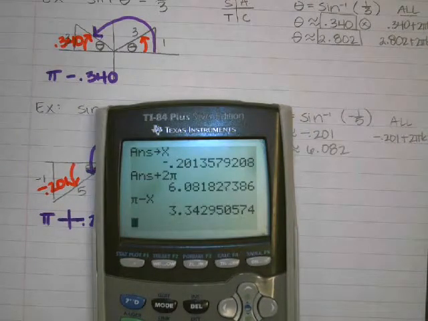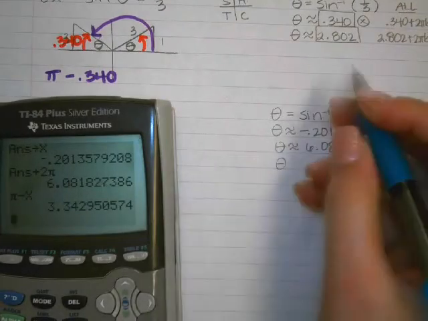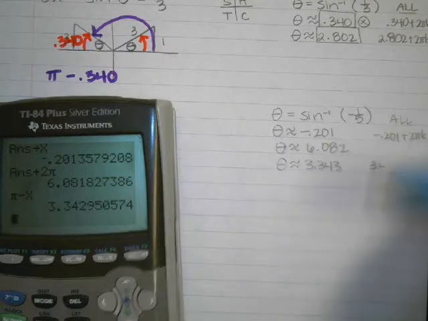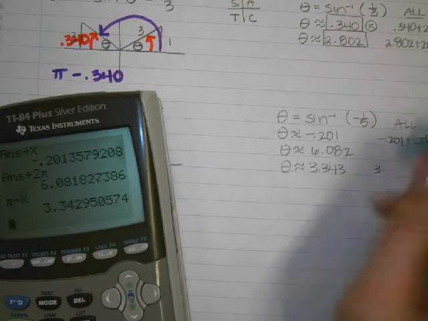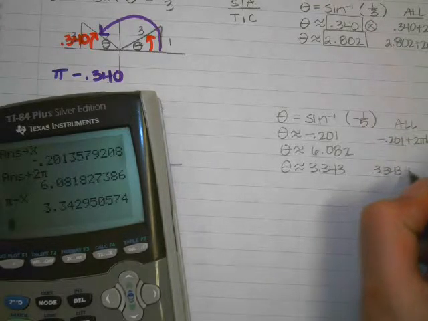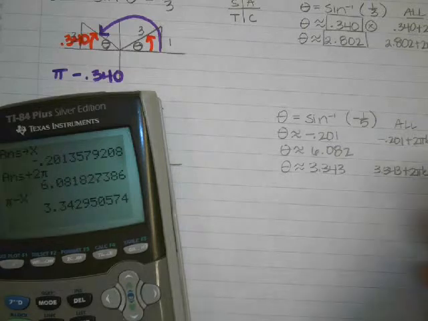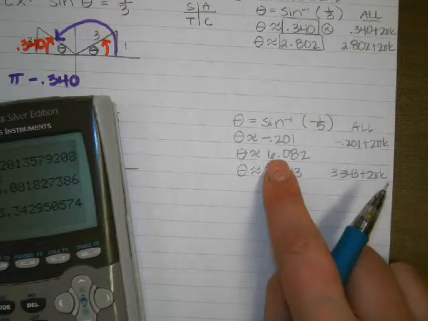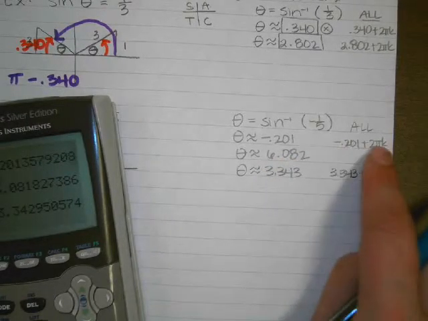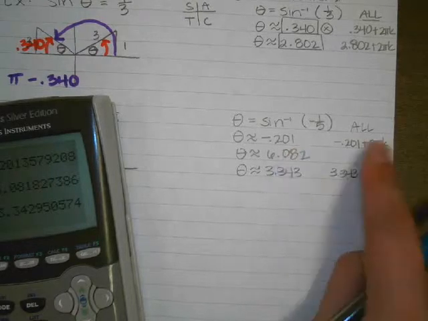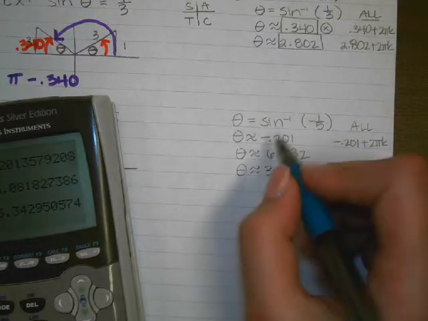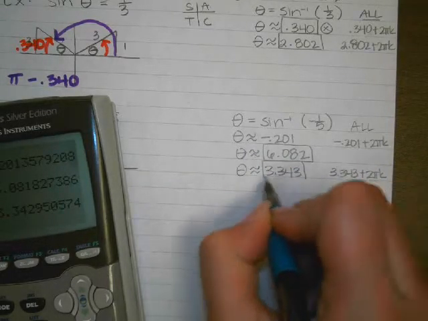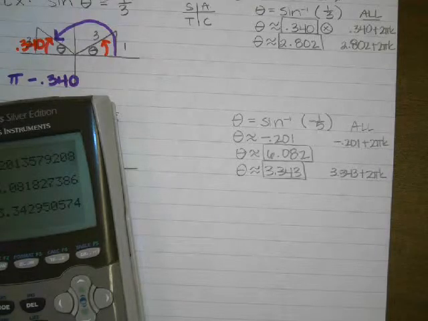So 3.343. So that would make our general solution 3.343 plus 2 pi k. All right, now the reason I did not say 6.082 plus 2 pi k is because this answer actually came from this equation. So there's no reason for me to write this one plus 2 pi k because it's technically the same. So there's one answer, there's the second answer, and we have come up with our first shortcut.